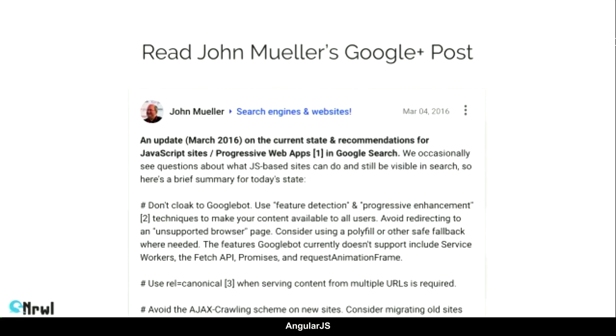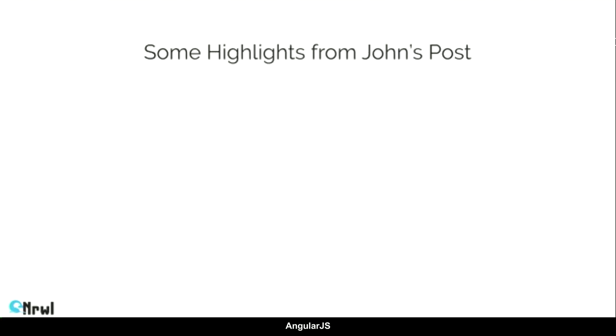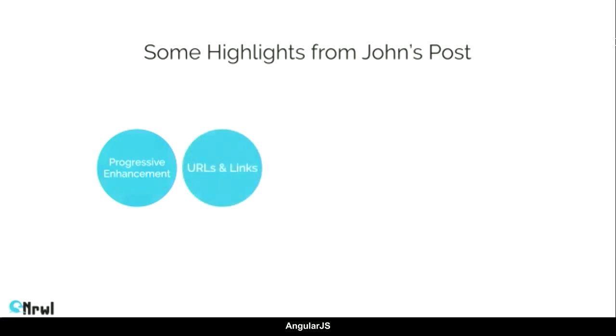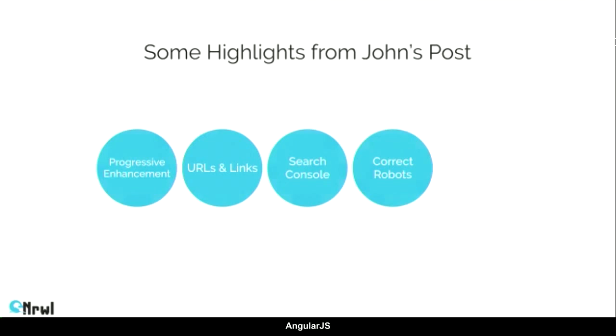And he's also got a great Google Plus post, which I linked to in here from last March, that is kind of a state of the crawler. Like, here's what you should not do anymore. Here's what you should do. Here are the limitations. I'd encourage you to go read through that and watch the video, and you'll get a pretty good education on the crawler. So some highlights from his post that I want to dive a little bit deeper into today are progressive enhancement, the importance of URLs and links, the Search Console, using correct robots, and being fast.